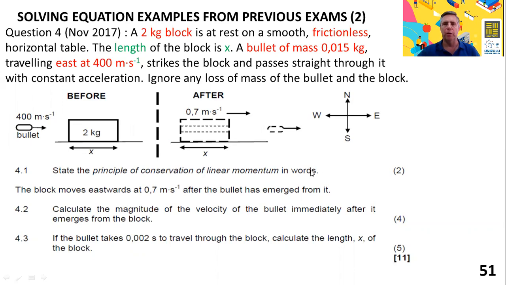4.1 is a recall question. I'm not going to deal with this now. But then you're told that afterwards, and it's shown on the picture, the block moves eastwards at 0.7 meters per second. You're asked to calculate the velocity of the bullet. Now, we should expect that to be less, because obviously it must have transferred some of its momentum to the block. Otherwise, the block would not be able to move at all. So we expect something less than 400 meters per second. And then you're asked to calculate the length of the block.